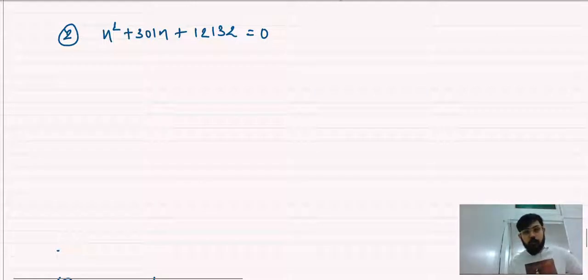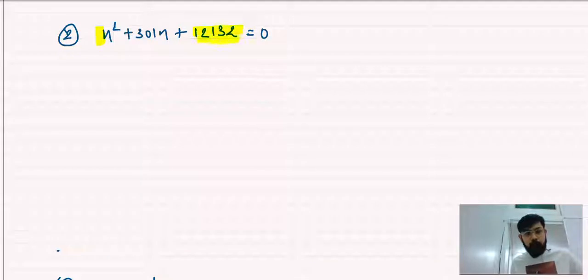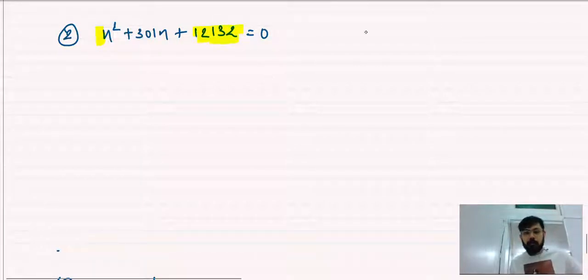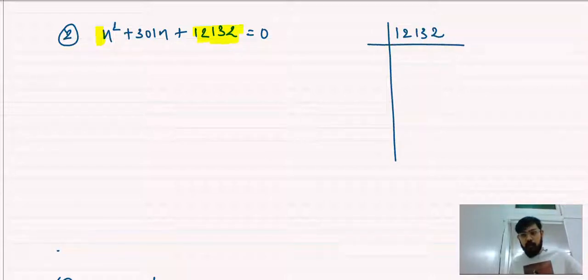Now this was a question asked to me by a student. So let's, without any further delay, solve this very easily. The coefficient of n square is 1. The constant term is 12132. We'll just multiply them. Multiplication will give us 12132 only. We'll factorize it without any delay. It will get factorized by 2.